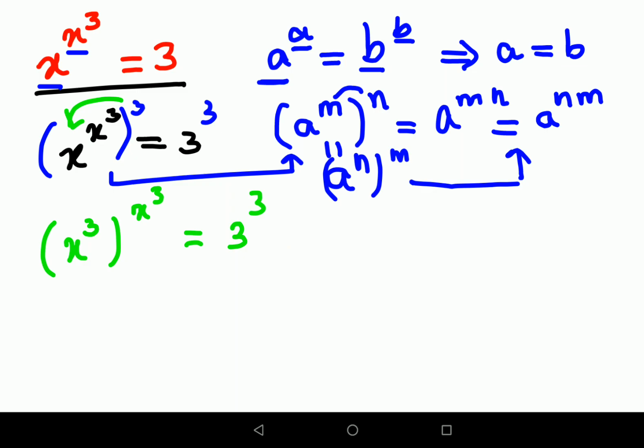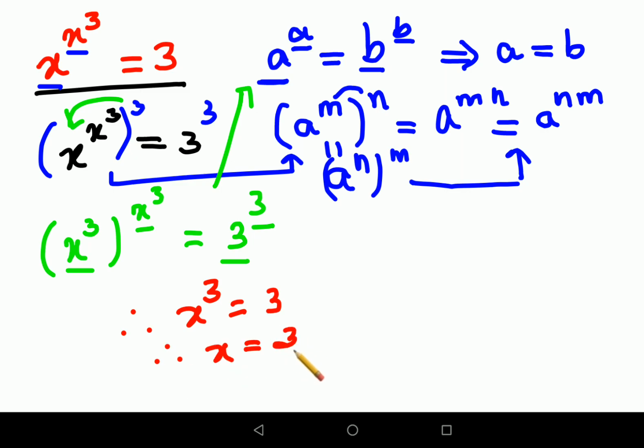Now if you look closely, this looks like what? Base and index are the same on either side of your equal to. So therefore I can say x cube equals 3. Therefore x value is nothing but the cube root of 3, or I can also say 3 raised to 1 by 3.